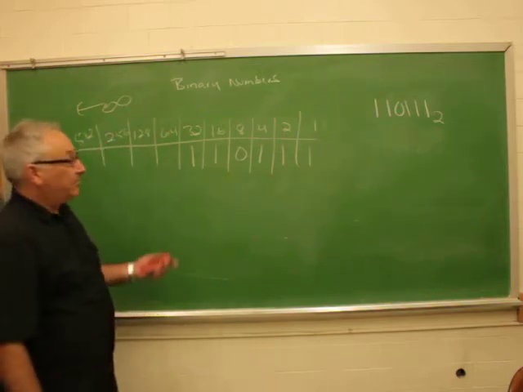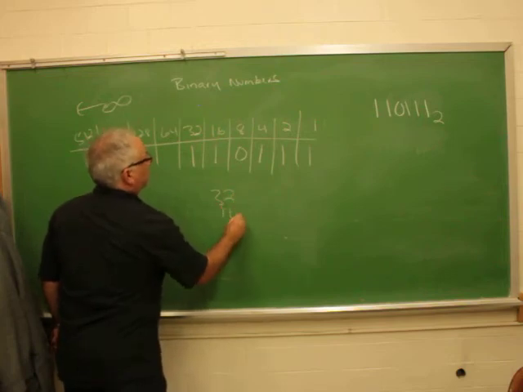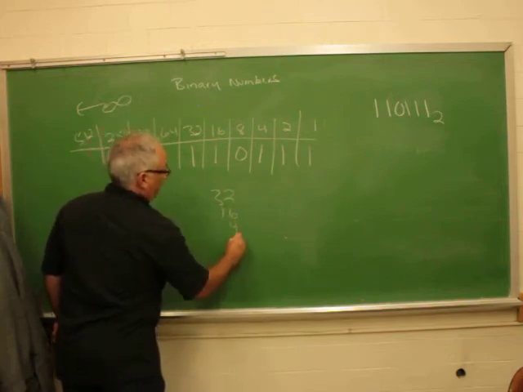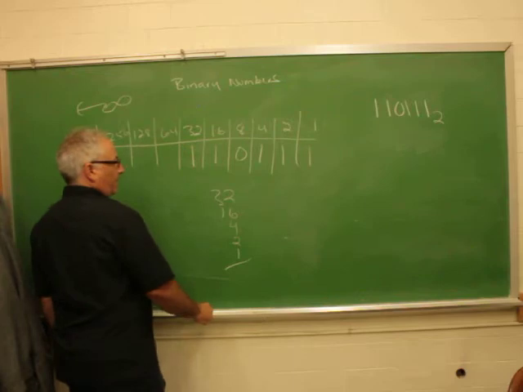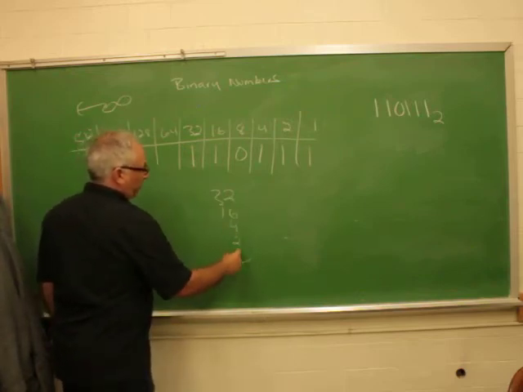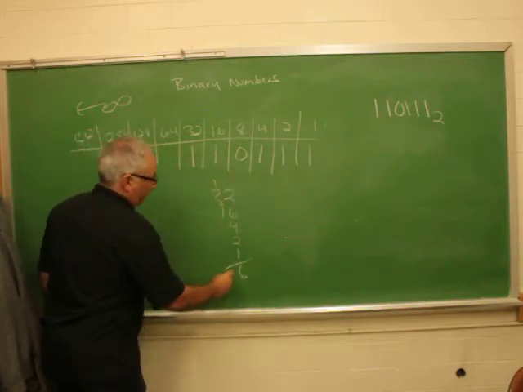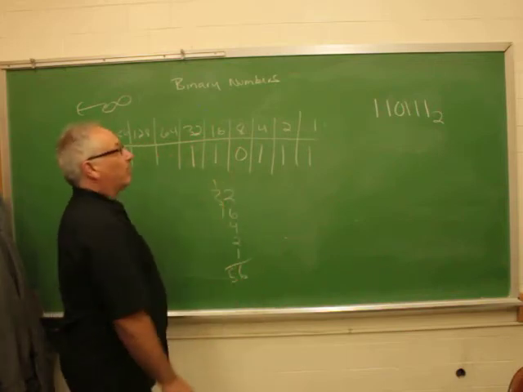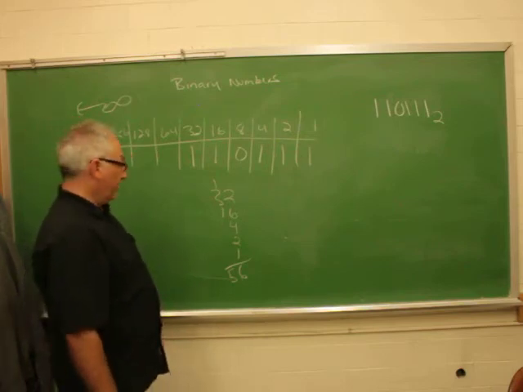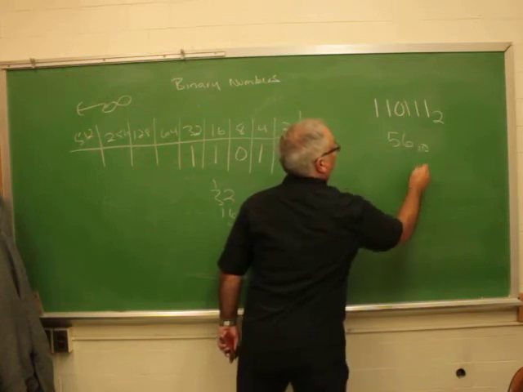Now I just have to multiply and add. So I get 32, 16, and 4, and 2, and 1. Add them together, so 6, 7, 8, 12, 14, 15, 16, 3, 4, 5. So 110111 in base 2 is 55 in base 10.